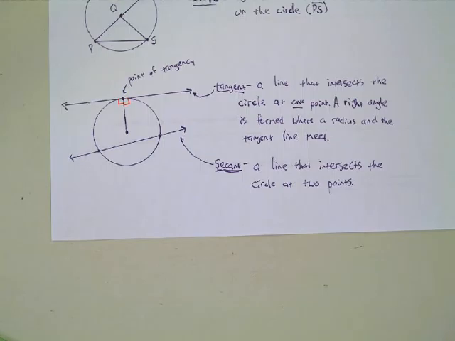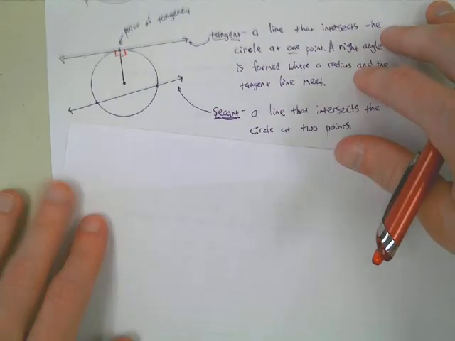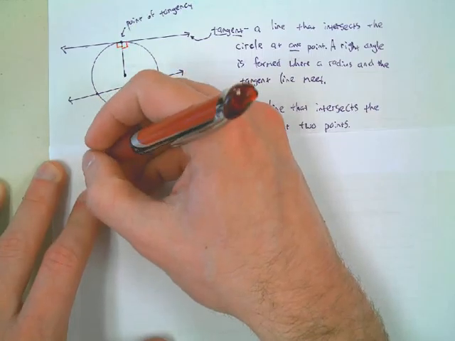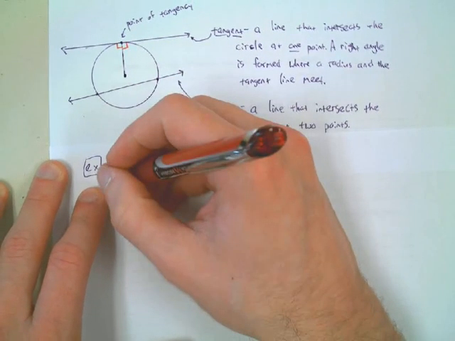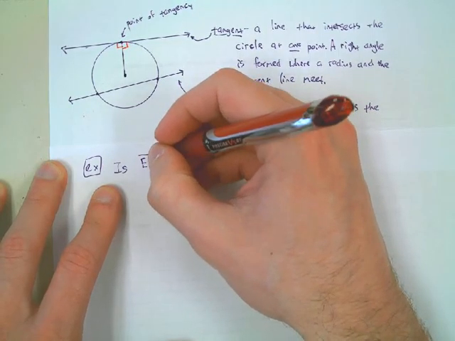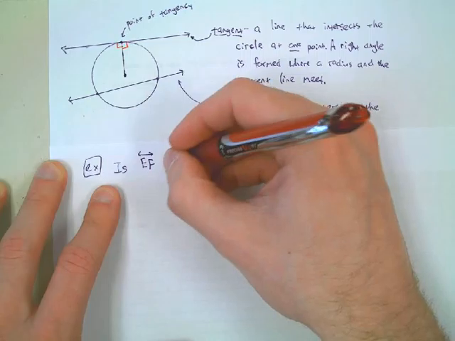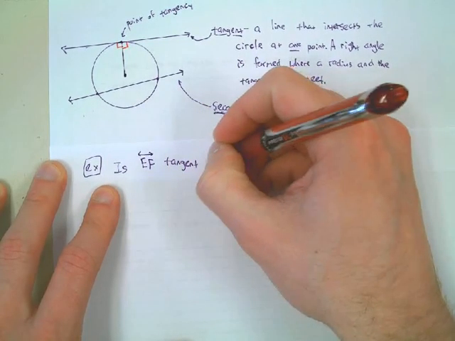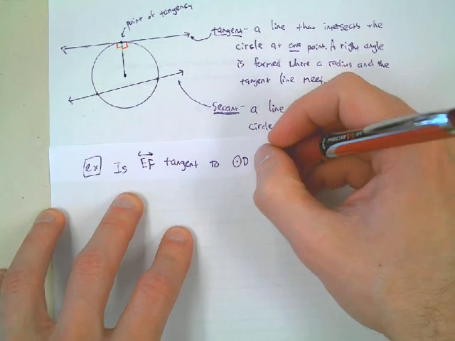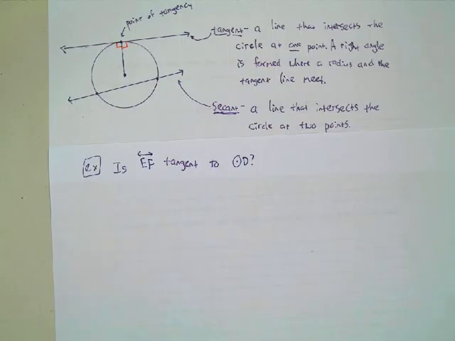Okay, and with that knowledge, I just have one problem for us to try here. So let's just do one problem together, and then I'll get you guys started on your assignment. Okay, a little example. We'll ask the question: is line EF tangent to circle D?